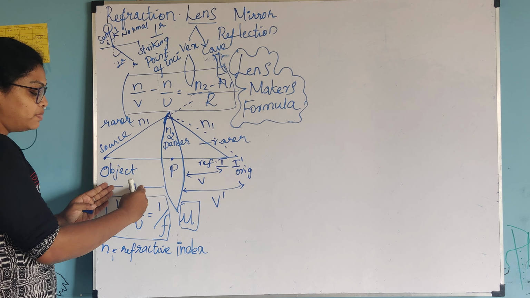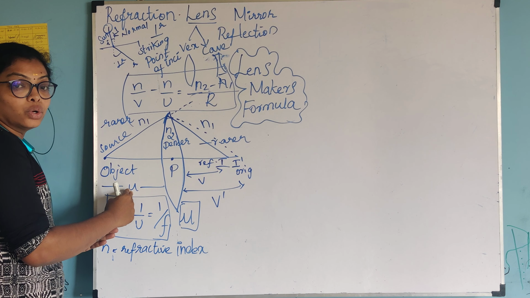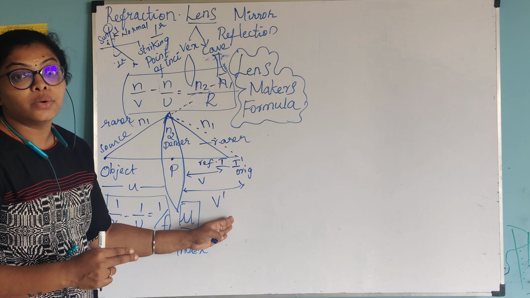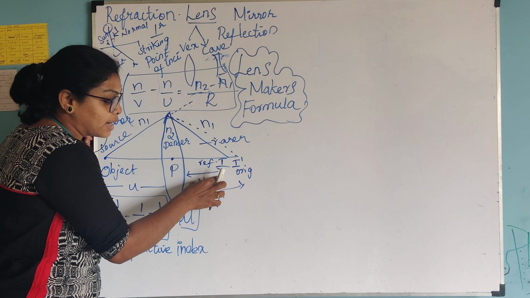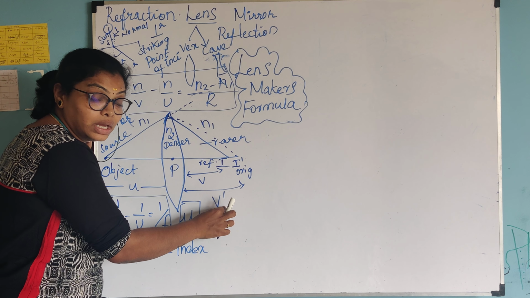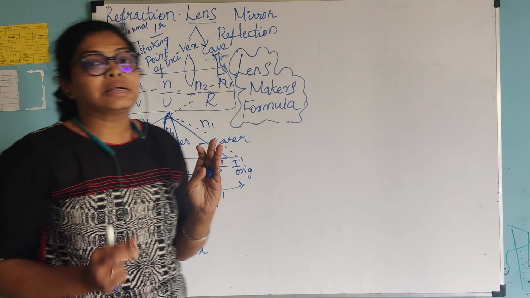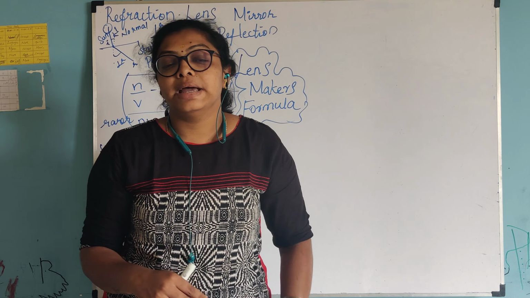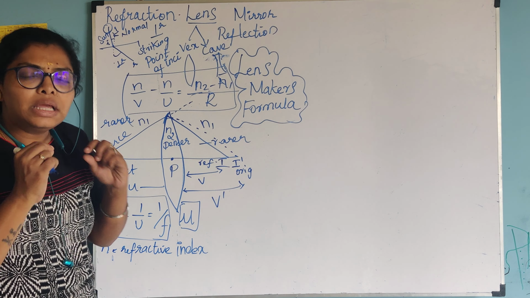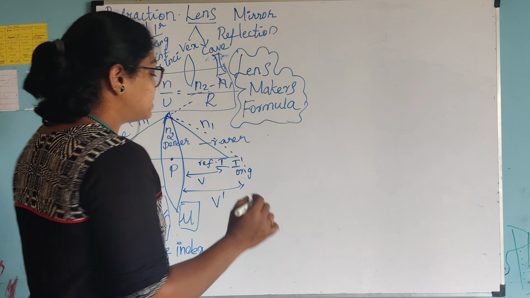We know object distance we always denote with U, and image distance we always denote with V. As this is for the refracted image, it is V, and for the original image, it is V dash. Hope you are all clear up to this. So from this diagram, we are going to derive the equation. It's a very easy equation. So let us start here.